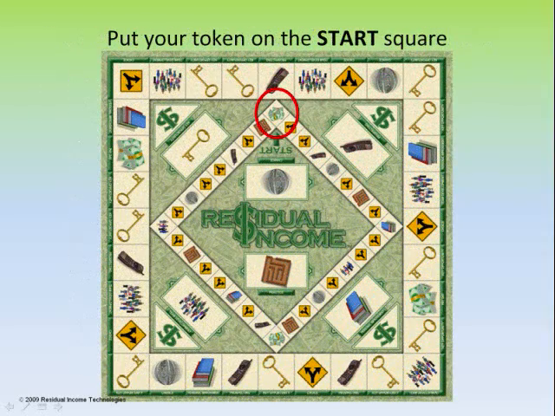Next, we're going to put our tokens on the inside track. As you'll notice here on the screen, there's a circle around that pile of money, and the word start points to that. It's over on the inside track near the chance deck of cards. I want you to put your token there.